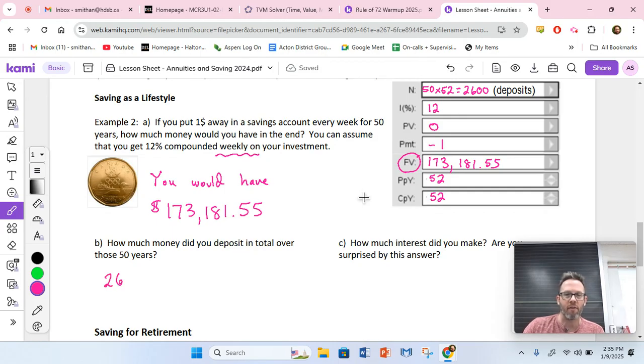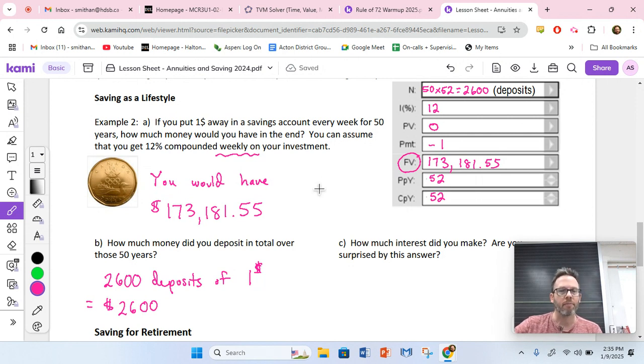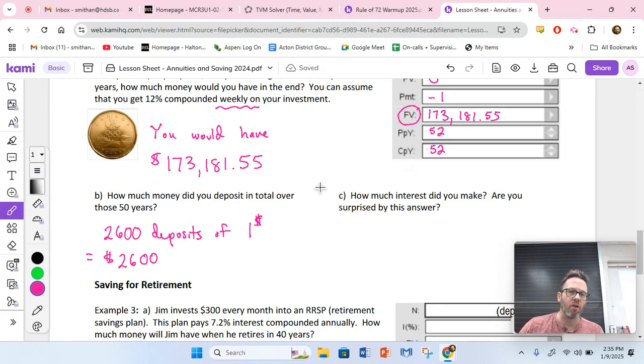So we made 2,600 deposits of $1. So obviously in this question, that would mean we deposited over the course of these 50 years $2,600 of our own money. But in general, I'll just add in brackets here. In general, you would just multiply how many deposits you made times the deposit amount, okay? But I think we all understand 2,600 times 1 is equal to 2,600.